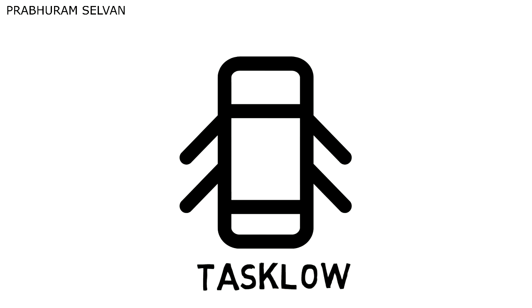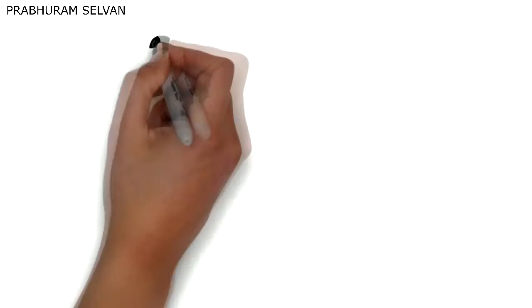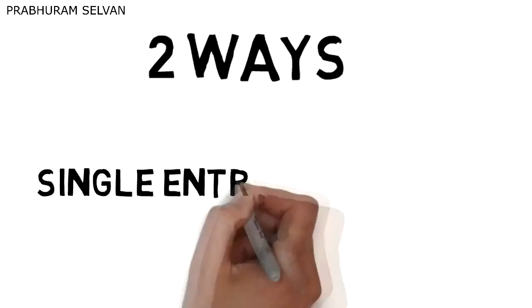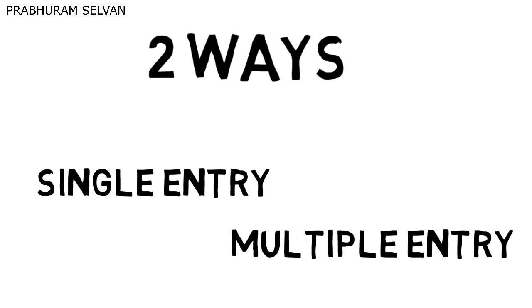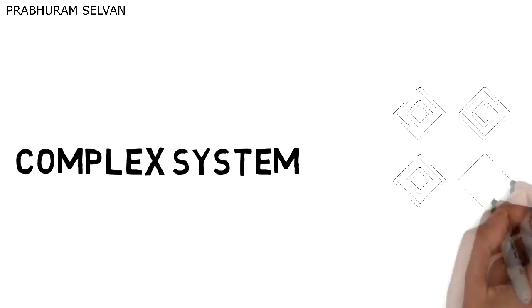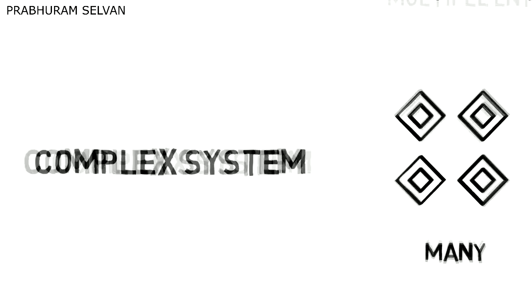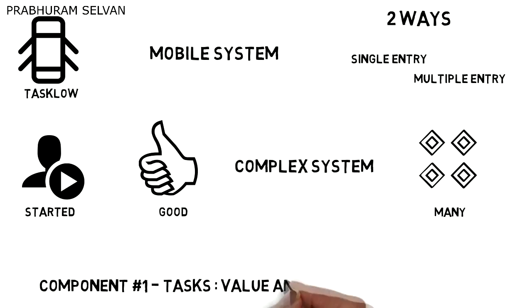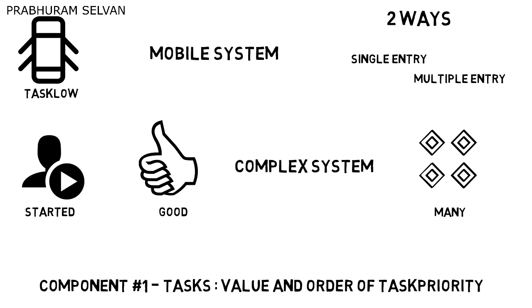The task flow in a mobile system is similar, and the task can be in 2 ways, single entry and multiple entry. When you're getting started, a single entry point is good. However, complex systems can be designed with many entry points. This ends component number 1, which is the task that has a value which can be in a range from 1 to 10, and then the order of the task, which is otherwise called the priority.